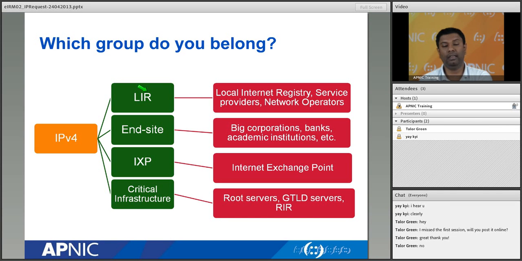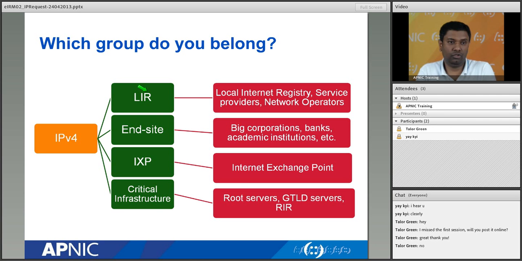To qualify to get an address from APNIC, you need to have two different upstreams, two different organizations in terms of AS number. Then you will qualify to get an address. The next one is IXP, as I said, Internet Exchange Point. You have to have an open peering policy. And then critical infrastructure: root server operator, gTLD operator, ccTLD operator, RIR, and others. Under those categories, you can qualify to get an address. That is applicable for both IPv4 and IPv6.